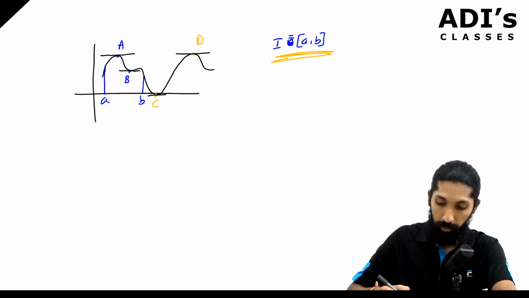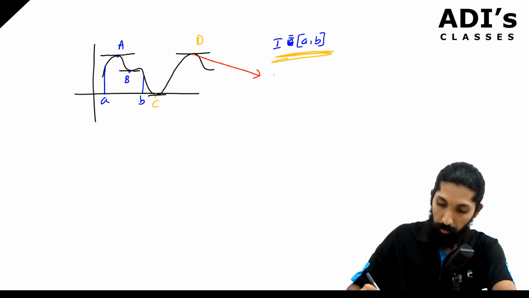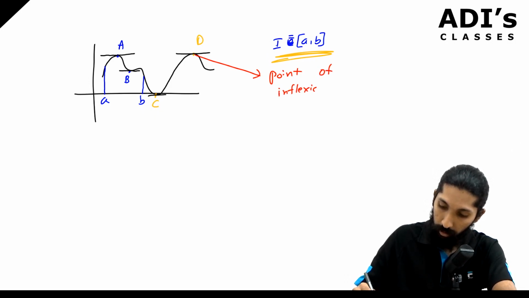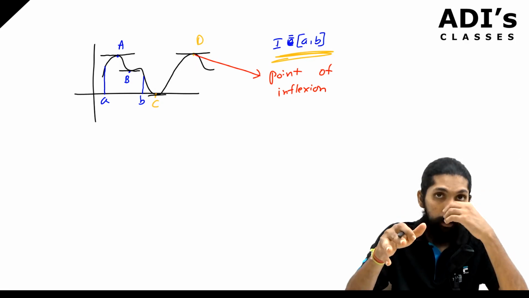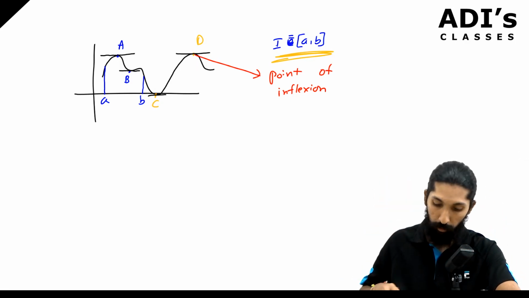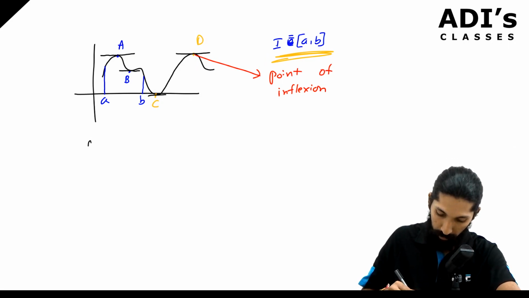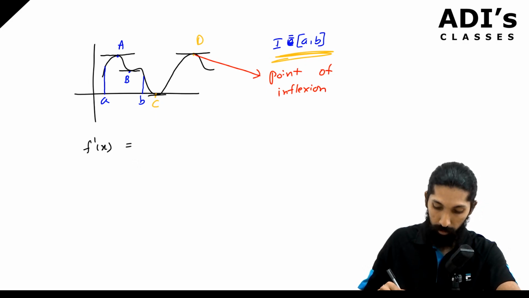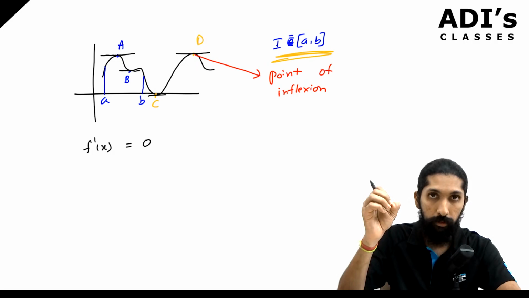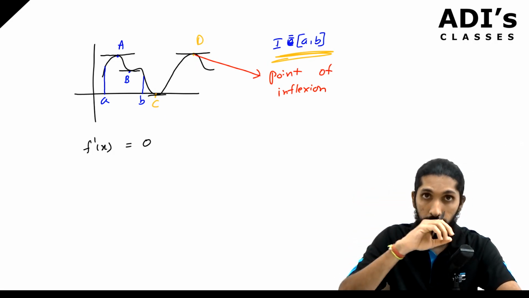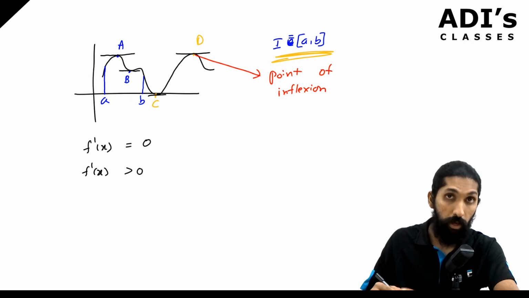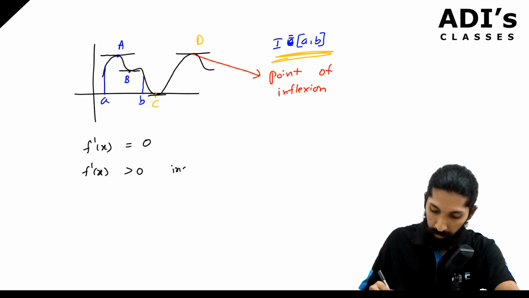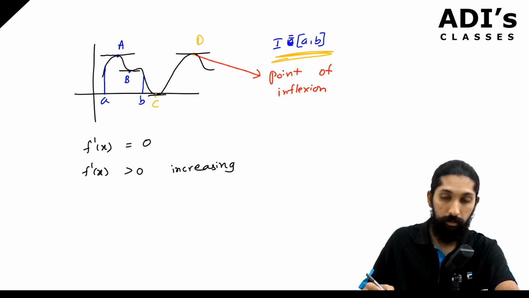So this is the point of inflection. All of them, A, B, C, D, they're all points of inflection. It is that point where the graph is going to change the direction, correct? Now what we'll do, we'll calculate the slope. That means first we'll take f dash of x. Suppose this is equal to 0, then we are at the point of inflection, the maximum or the minimum, right? Now suppose f dash of x is greater than 0, then we can say that we are in the increasing part, an increasing function.